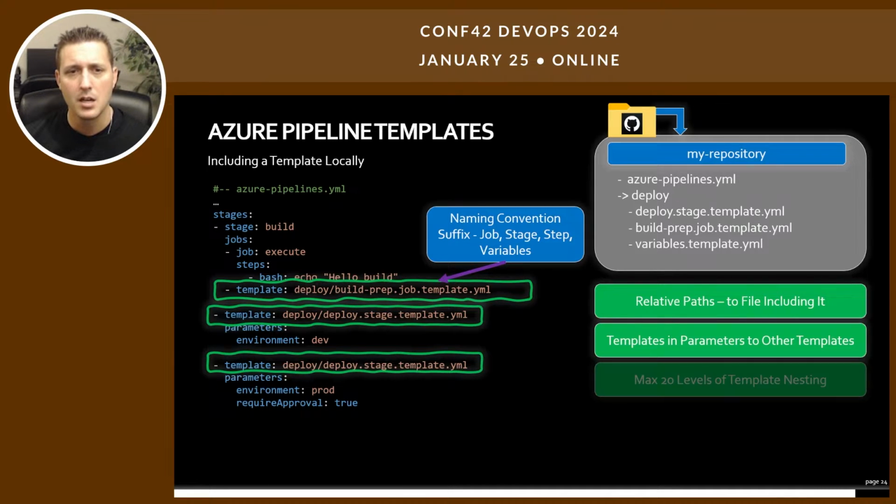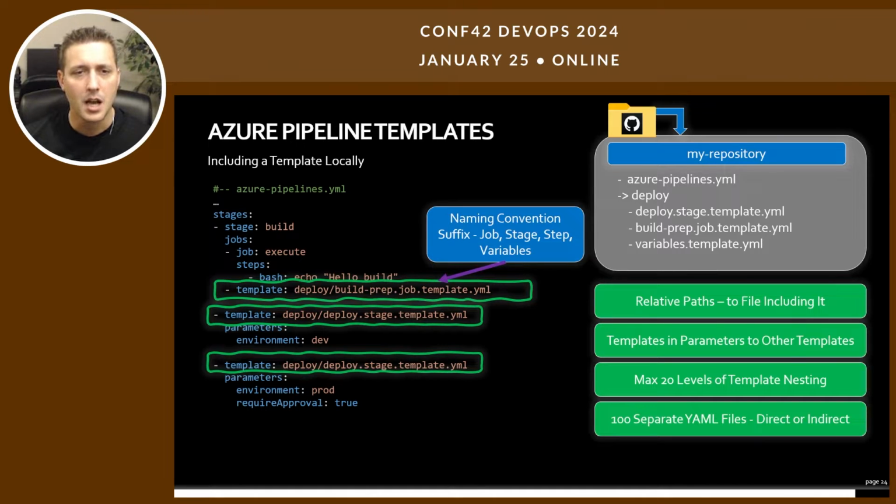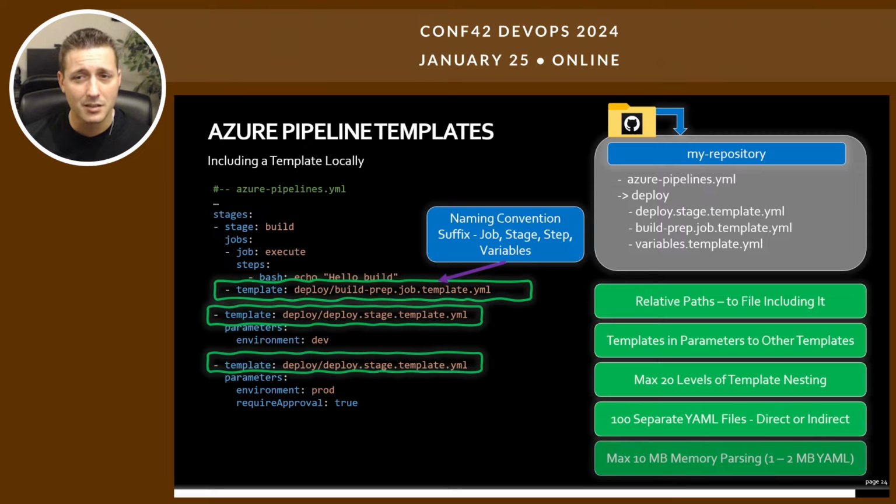so you want to consider that. Maximum of 20 levels of template nesting and maximum 100 separate YAML files total. And these are pretty big limits, and there's a maximum 10 megabytes of memory parsing before it's going to blow up on you. I've done some fairly complex templates and haven't reached that particular problem just yet, so I think you'll be fine to build something fairly complex here if you wanted.